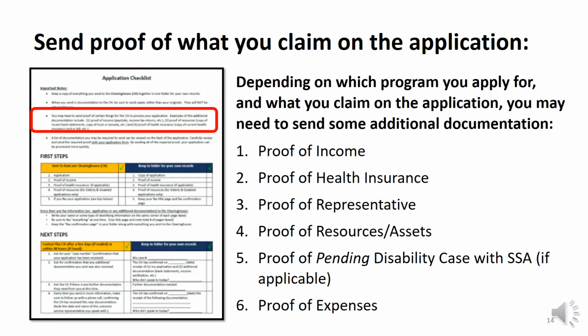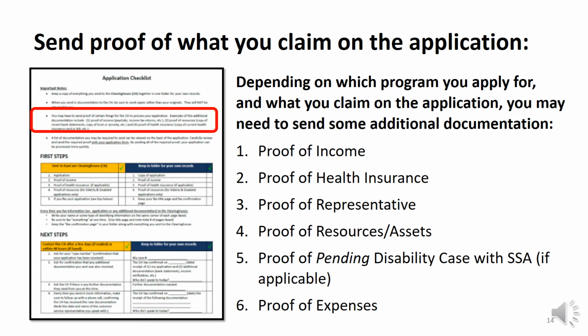Send proof of what you claim on the application. So depending on which program you're applying for and what you actually claim on the application, there's certain things that the KDHE eligibility team are going to ask for in additional documentation. For example, proof of income, proof of health insurance, proof of your medical representative, proof of resources or assets, proof of pending disability case, if that's applicable, proof of your medical expenses or work expenses, different things like that. The more that you can send in from the very beginning along with your application, the better.